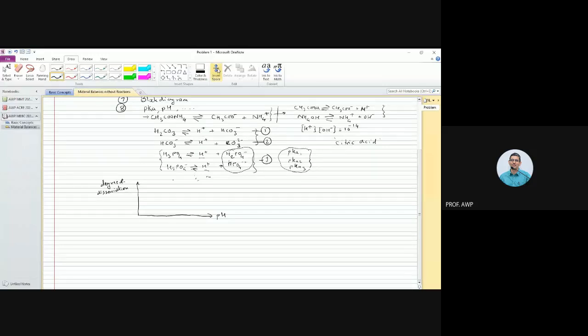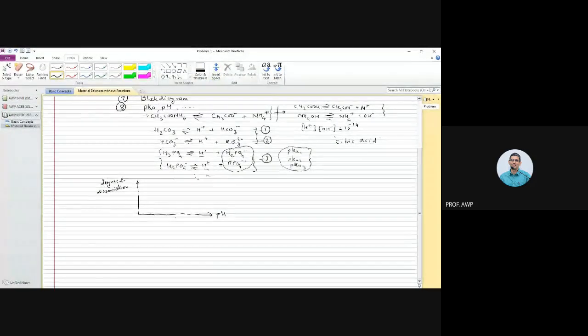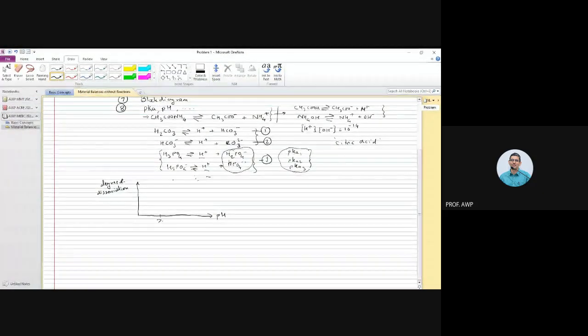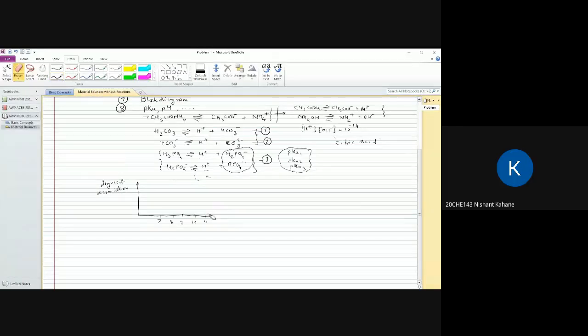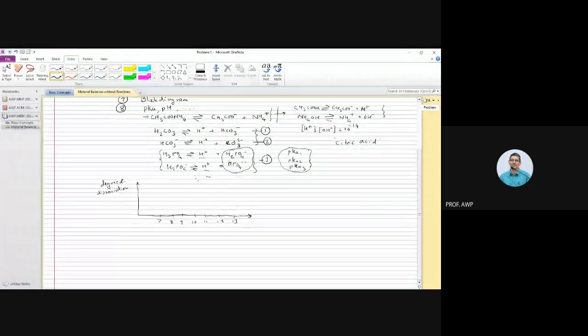Ever done these kinds of calculations in 11th, 12th standard? No? No, sir. Okay, so maybe we will try to do an example in the next class.